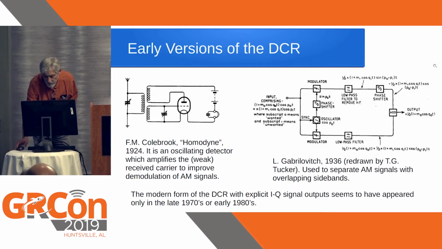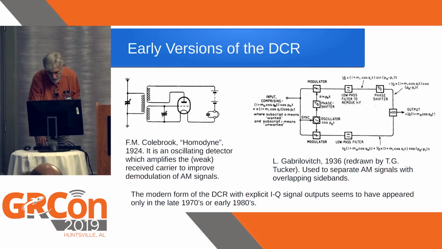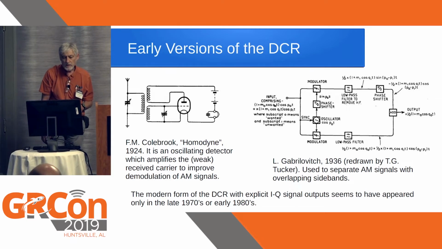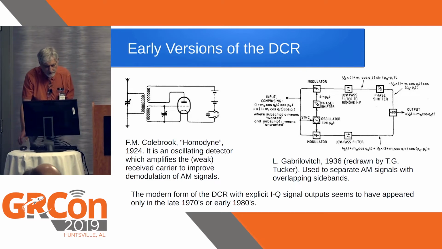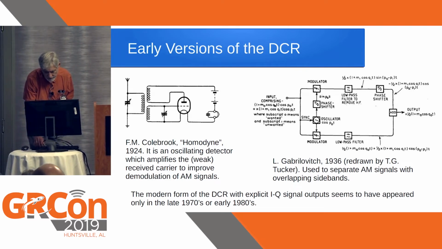Here is from a patent of 1936 that shows basically the IQ version that we are used to now, but it has been used for something different. It has been used to actually suppress overlapping sidebands in radio signals that are too close together. Okay, the modern form of the DCR with explicit IQ signals at the output seems to have appeared only about late 1970s or early 1980s.